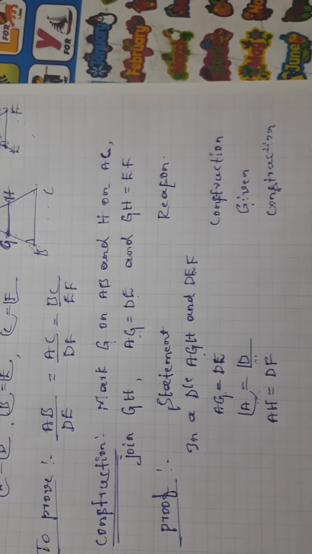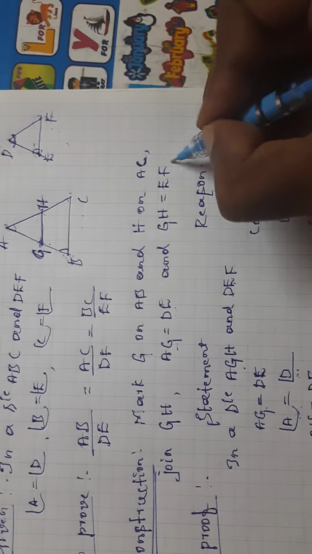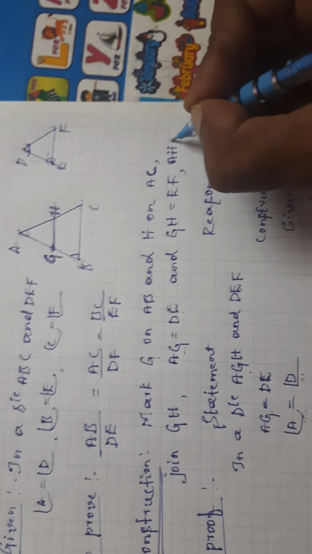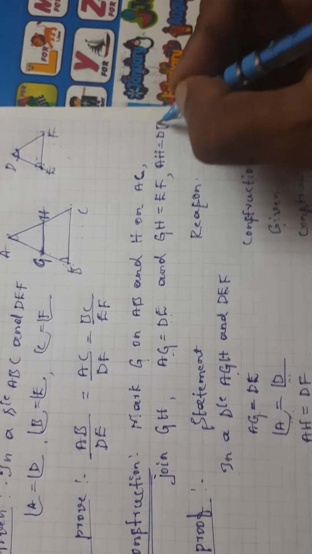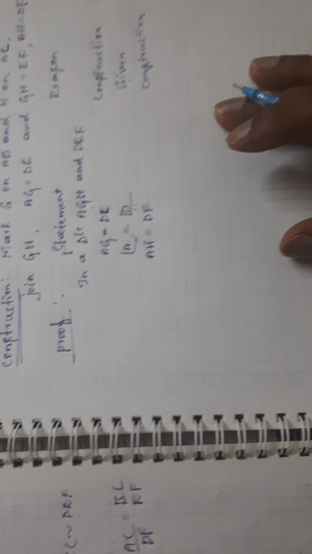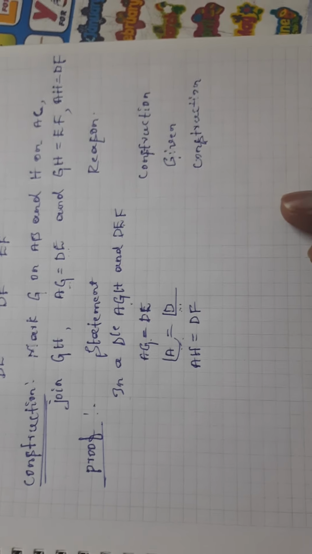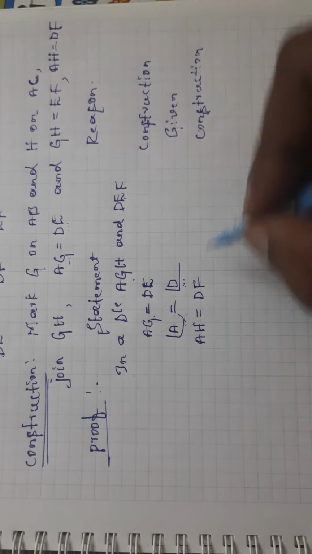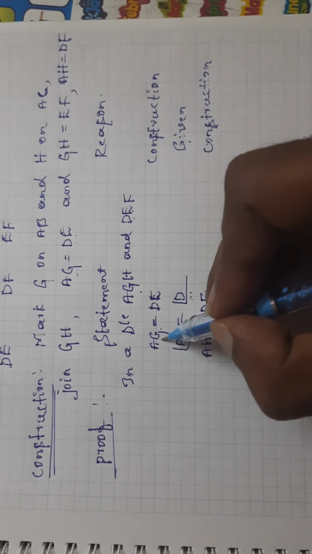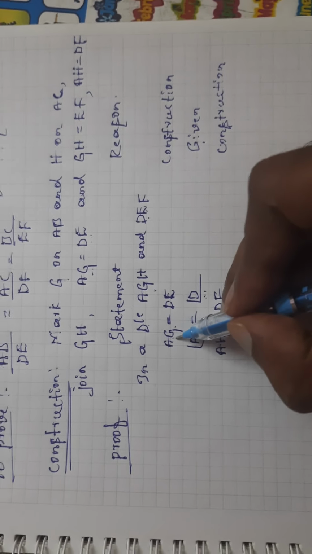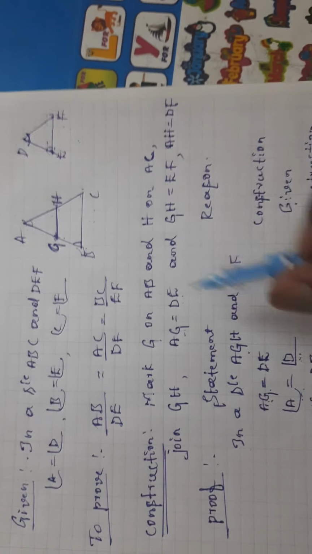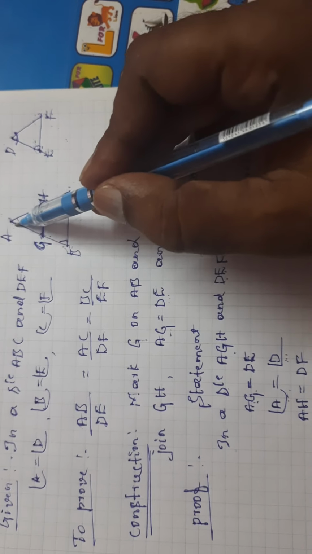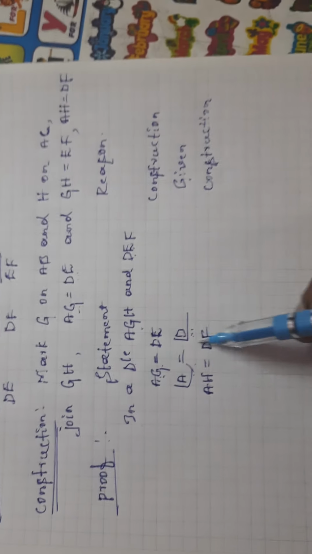Construction. Okay, I need to write it here. That is AH is equal to DF. Therefore, according to the SAS postulate, what about these two triangles? Two sides, that is AG is equal to DE, AH is equal to DF, and the included angle A is equal to angle D.